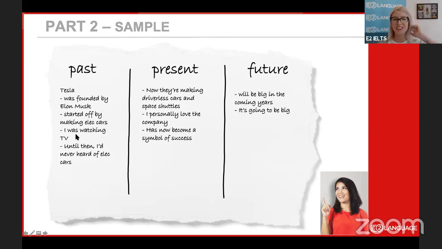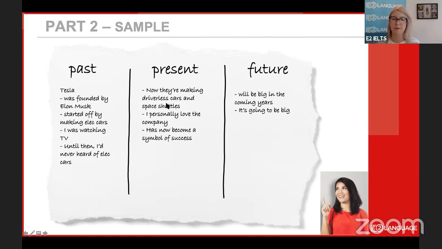Grammar tense. Does anyone know? Sorry, it's a grammar class suddenly. Well done, Tioma, past continuous. What about this one? Until then, I'd never heard of electric cars. What's that grammar tense? Beautiful one to use. Good. Isra and Prince, put your ideas together. Past perfect. Until then, I had never heard of it.